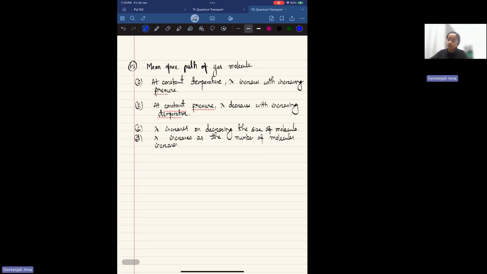Okay, so for the second question, we have the mean free path of a gas molecule. At constant temperature, the mean free path increases with increasing pressure, or at constant pressure, the mean free path decreases with increasing temperature, or lambda increases on decreasing the size of the molecule, or lambda increases as the number of molecules increases. Which one of these is correct according to the mean free path of a gas molecule? So the mean free path is nothing but the distance traveled by the molecule between two successive collisions, right? So you need to check which one of these factors will affect it.